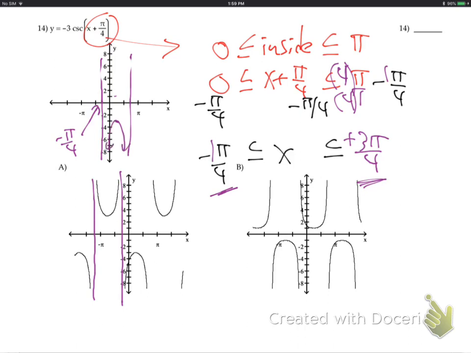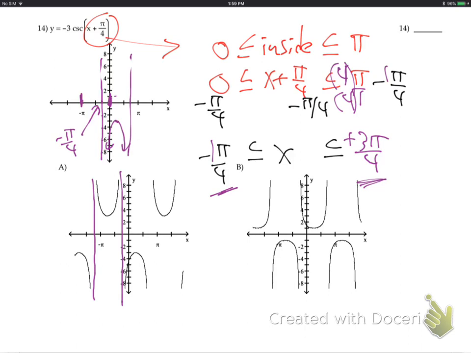Everybody okay with how I found the place though, the negative pi over 4 on the graph? Because this is pi here. From there to there is pi. That's a whole pi. So this is half a pi, so this is a quarter of a pi, isn't it? Everybody good with that? Quarter of a pi?